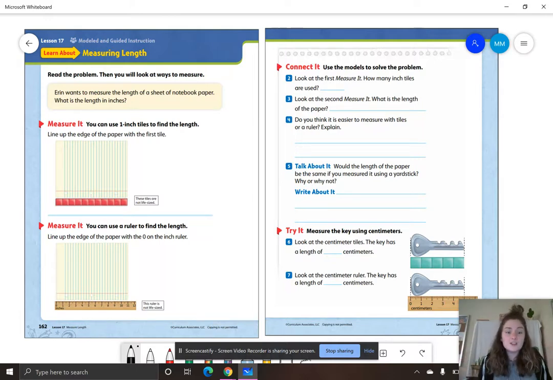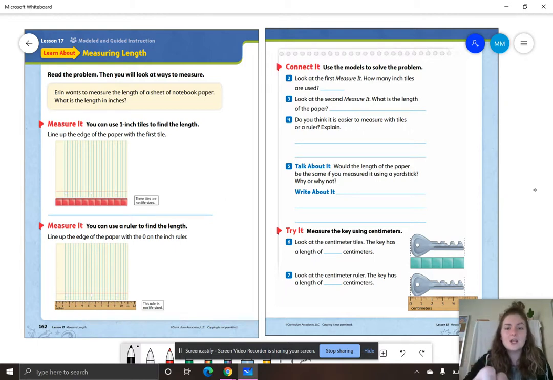Okay, we could also use a ruler to find the length. We would line up the edge of the paper with the 0 on the inch ruler. Now look at the difference in how they measured. When you use a ruler, not all of the objects that you measure are going to be 12 inches long. So you will have to be precise with lining up the right edge to whatever inch it lands on.